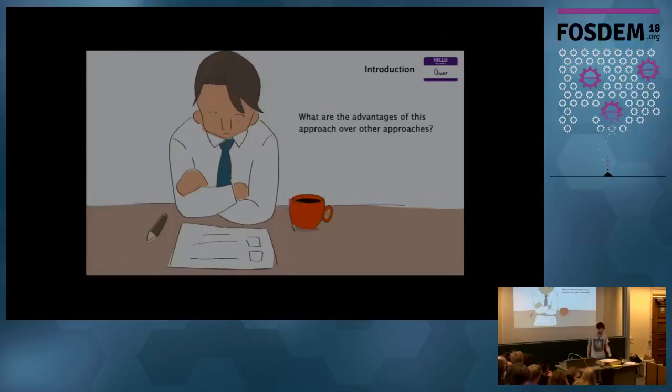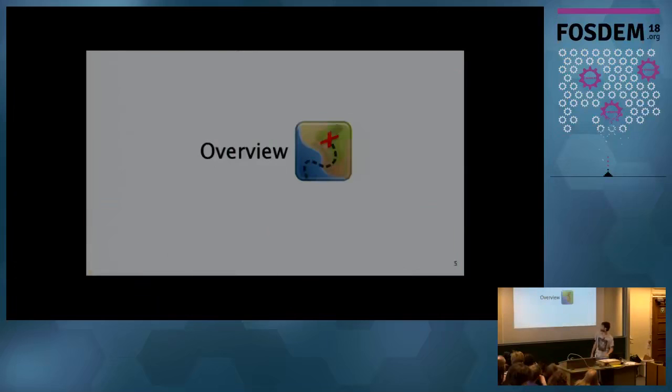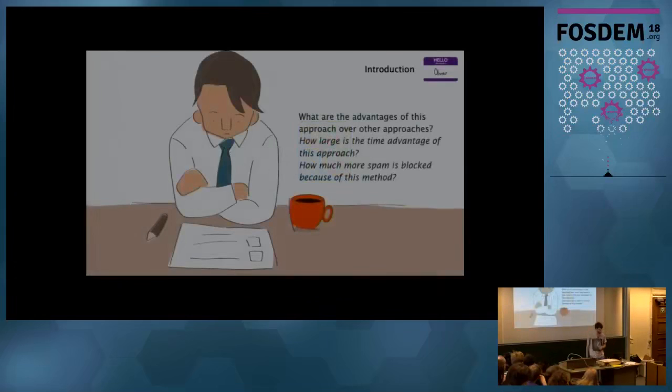And that we quantify in two ways. First, how large is the time advantage that we can gain, and secondly, how much more spam can we block because of this? Now, to summarize this for the paper, we've taken the research question: what is the advantage of proactive snowshoe spam domain detection using DNS data?